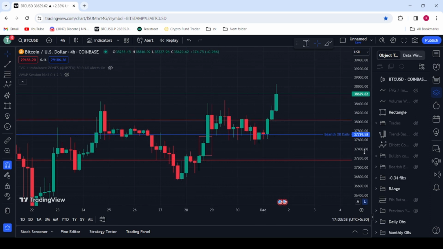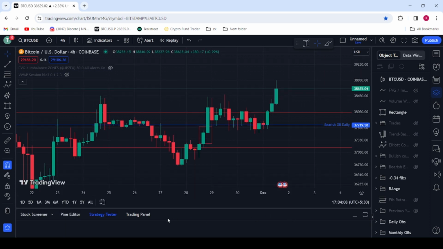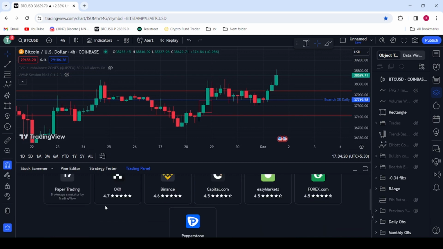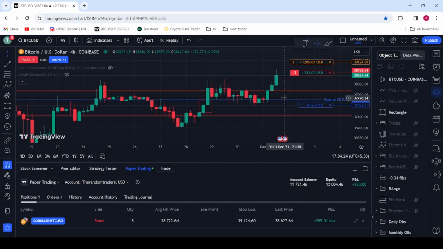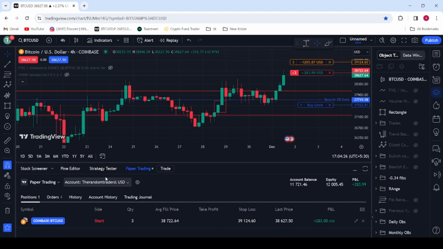I took those trades on the strategy tester as well, so I could show everyone. Let me try and connect the strategy tester. Yeah, so let's go.